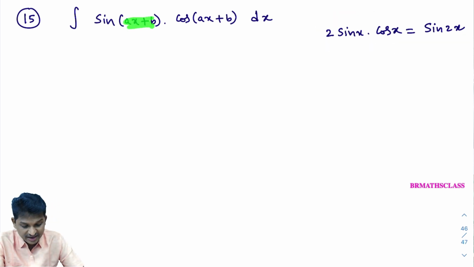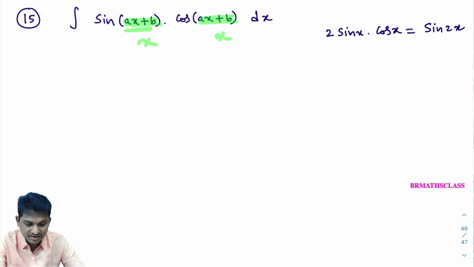Here, look, ax plus b, ax plus b. This is like sin x into cos x. This is also x, this is also x. Sin x into cos x. I'll simplify this a little bit.